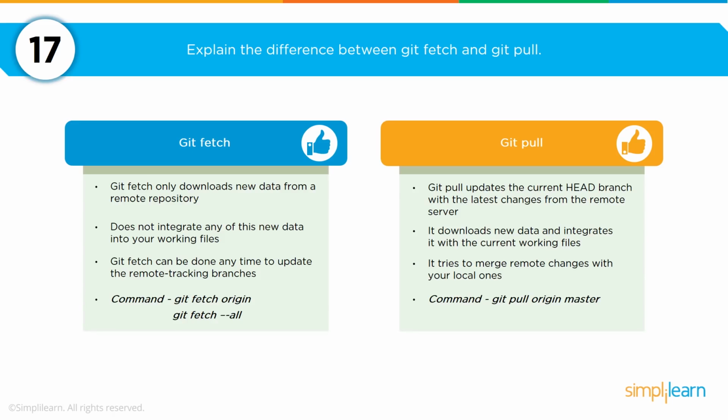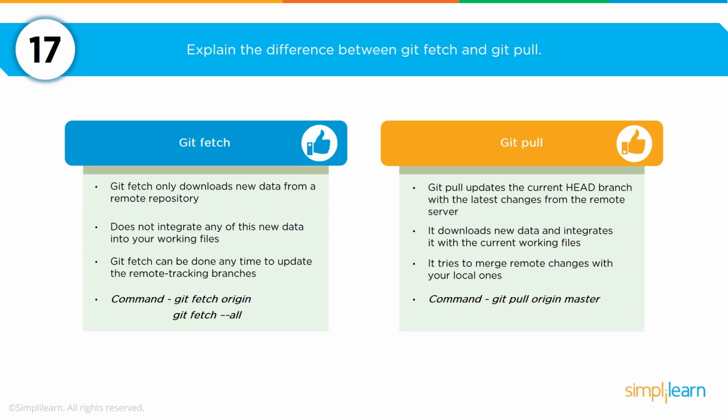So there are 2 ways of being able to get files from a Git repository, and you're going to be asked to explain the difference between git fetch and git pull. So git fetch allows you to fetch and download only new data from a remote repository. It does not integrate any of the new data into your working files, and it can be undone at any time if you wanted to break out the remote tracking branches.